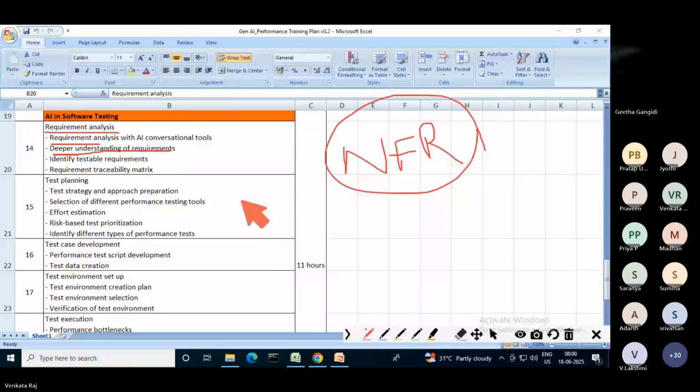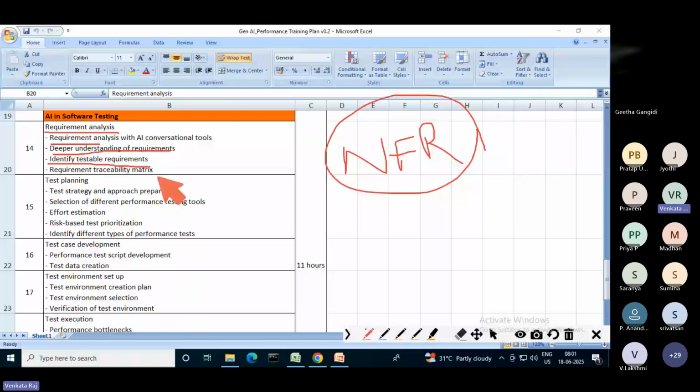You can understand the requirements in a better way. Then, can every requirement be tested, guys? No, it may not be possible to test some of the NFRs. When we are analyzing, we keep some requirements in scope and some out of scope. So that is where AI can come in to help. It can help us to identify the testable requirements.